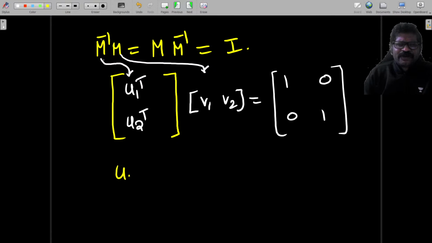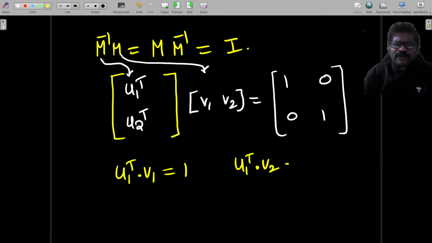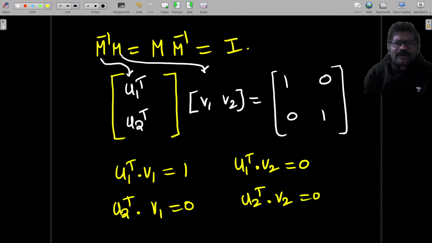So here U1 transpose dot V1 is 1. U1 transpose dot V2 is 0. U2 transpose dot V1 equal to 0. U2 transpose dot V2 equal to 1. After comparison we got this. Now we have to examine the statements.